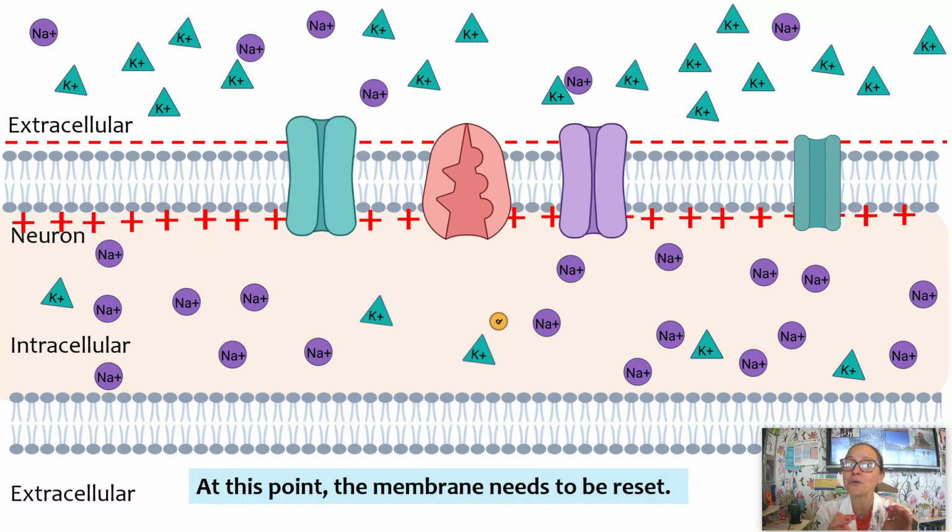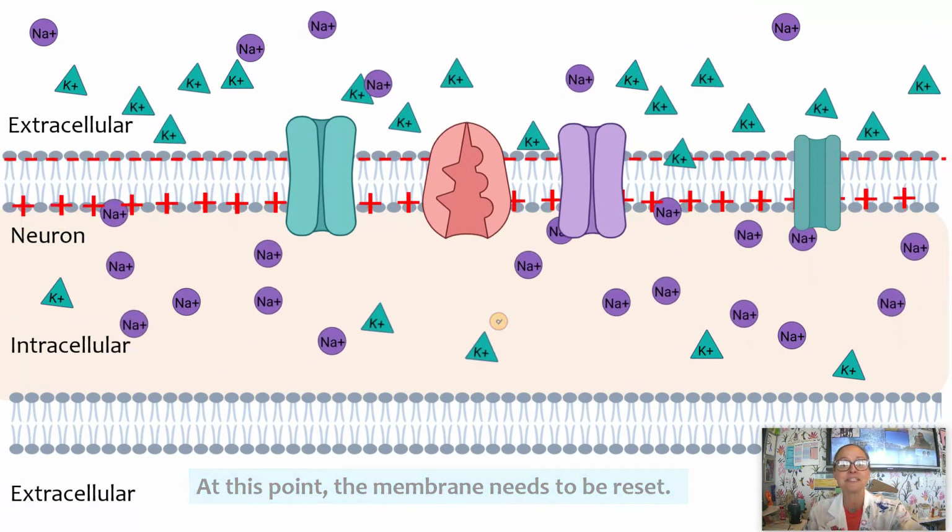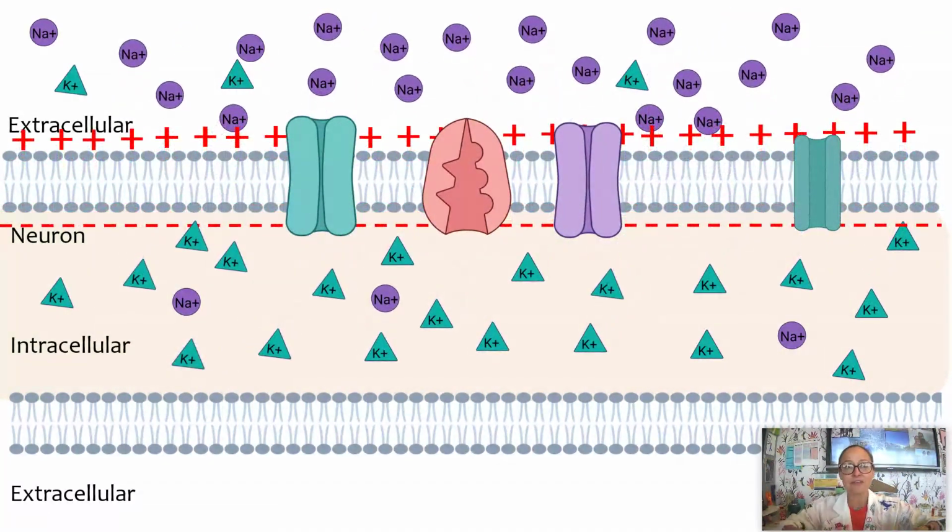Now, I only modeled the sodium-potassium pump once, but over time, after resetting the neuron, we'll have an establishment of a high sodium concentration back outside of the cell. Potassium will be high inside the cell, and the charges will be reset with an overall positive charge outside and an overall negative charge inside.